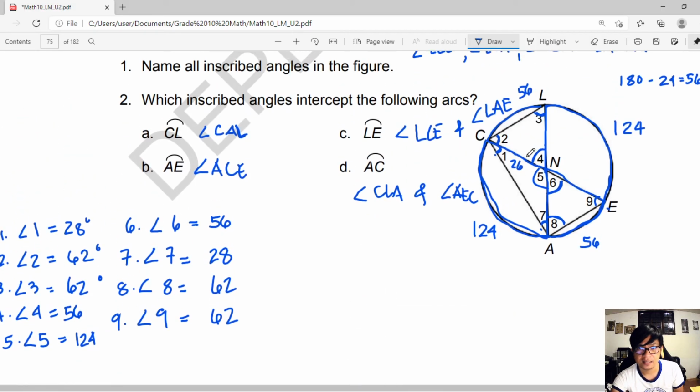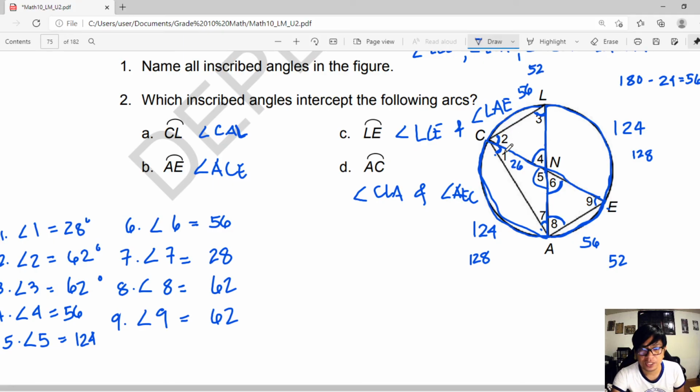CL. Ibig sabihin 26, ang measure niya dito 26, ang measure niya dito dapat is it's 52. Tama? Kasi ito ba yung intercepted arc niya? 52, this also is a semicircle. Ibig sabihin ang measure dito is 128. And also dito 128 din siya. And also here is 52. So yan yung measure nila.